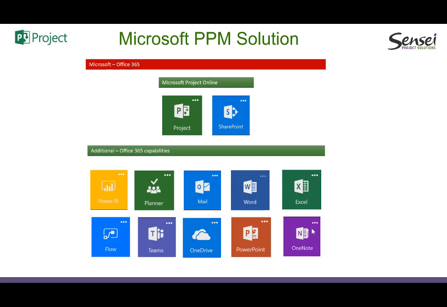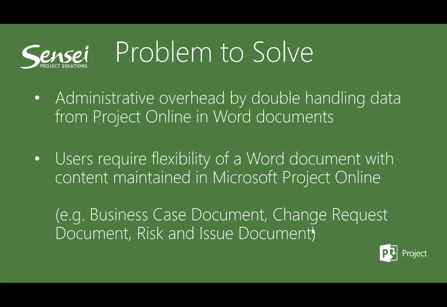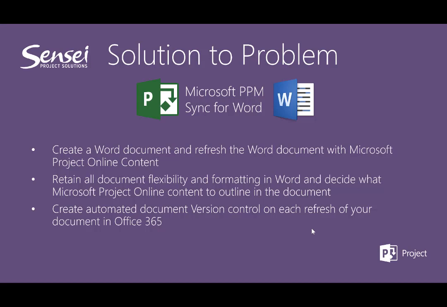In combination with more capabilities that Office 365 provides you, we want to make sure that information that is managed in Project and information that's managed in SharePoint can actually easily synchronize with Word. What was the problem to solve for us here? We often see that organizations need to write Word documentation for things like business cases. They require the flexibility of a Word document, but still want to retain information in Project Online and don't want to double handle the information when you maintain schedule data or risks or issues. So our solution to that was the synchronization of data in Project Online that is maintained into Word.